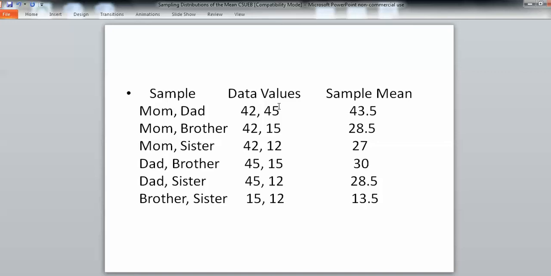Now going down, you can see how I've written out the data set of each possible sample, and I've also written out the average or the mean age of each possible sample. And this list right here on the right side, which includes the mean of each possible sample that I might end up selecting, is called the sampling distribution of the mean. These 6 numbers over here make up the sampling distribution of the mean.